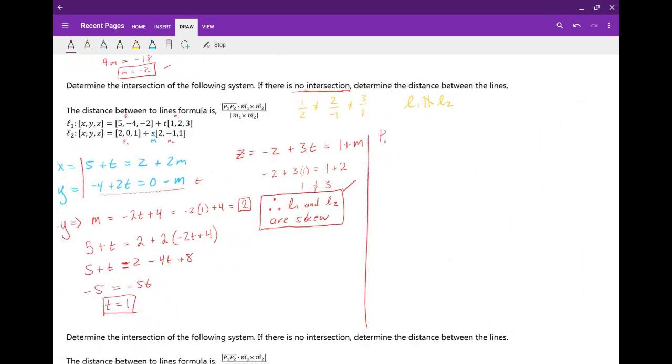The vector P1, P2 is 2 minus 5 is its x component. 0 minus a negative 4 is its y component. And 1 minus a negative 2 is its z component. And so let's try and not make a mistake here. We got a negative 3. This looks to be a 4, and this is looking to be a 3. So P1, P2 is that, all right?